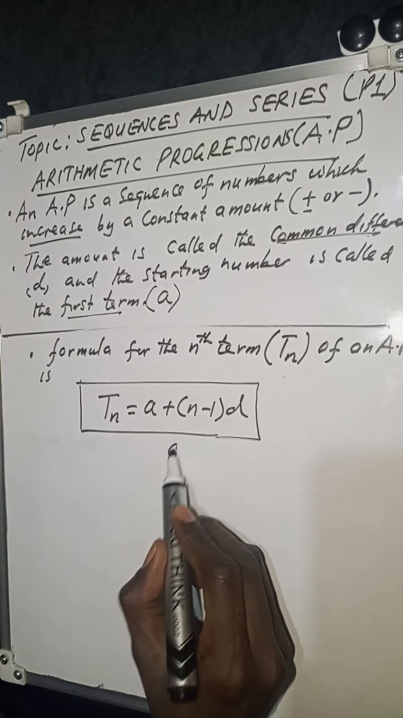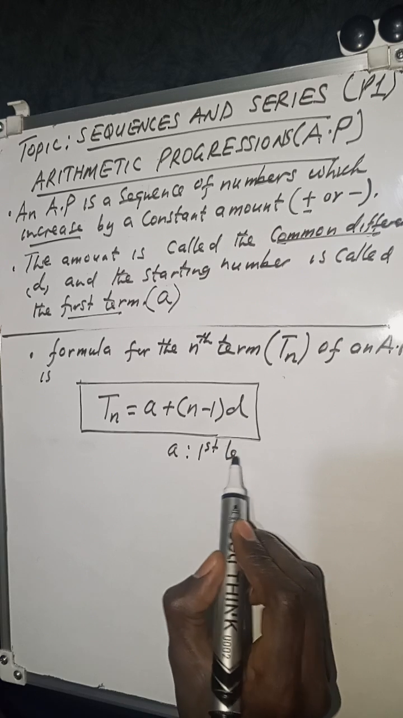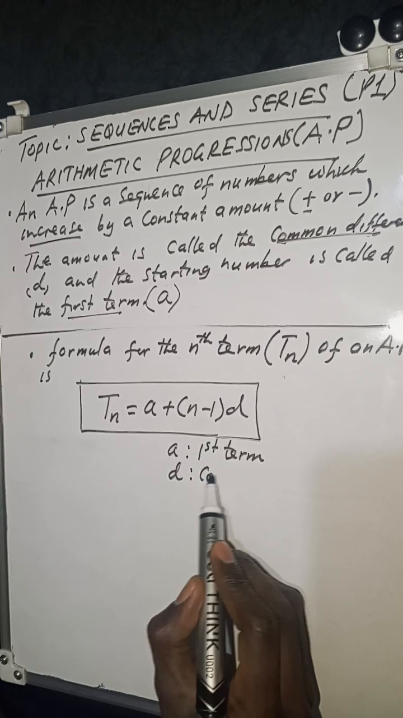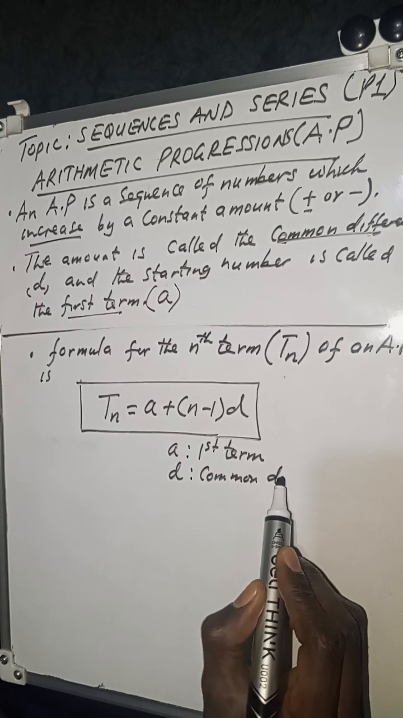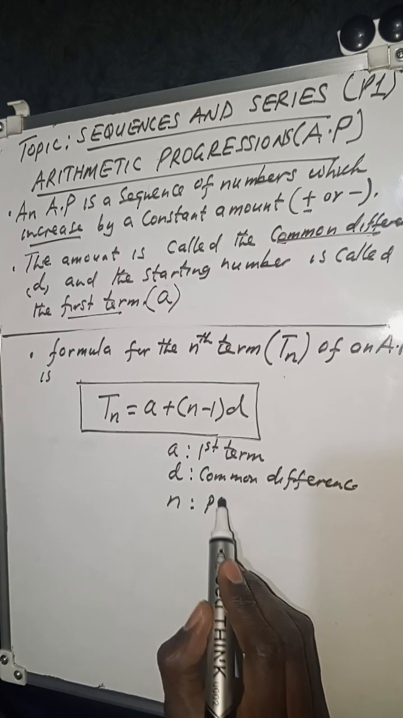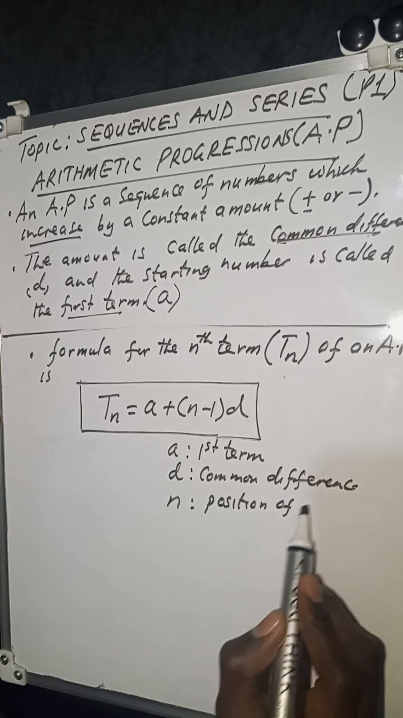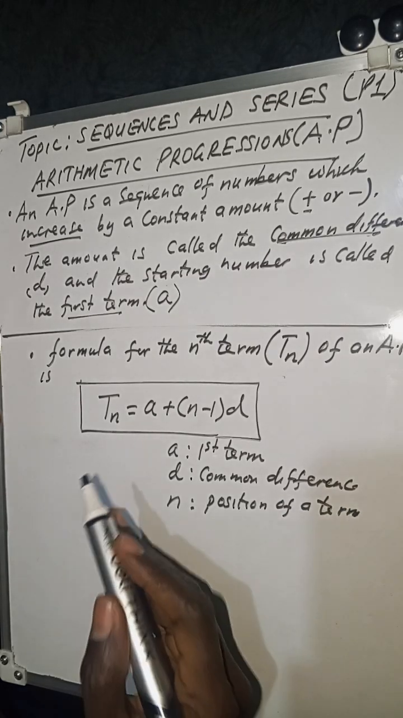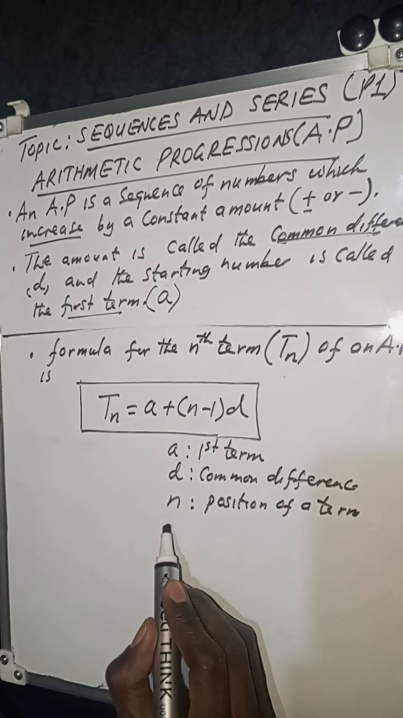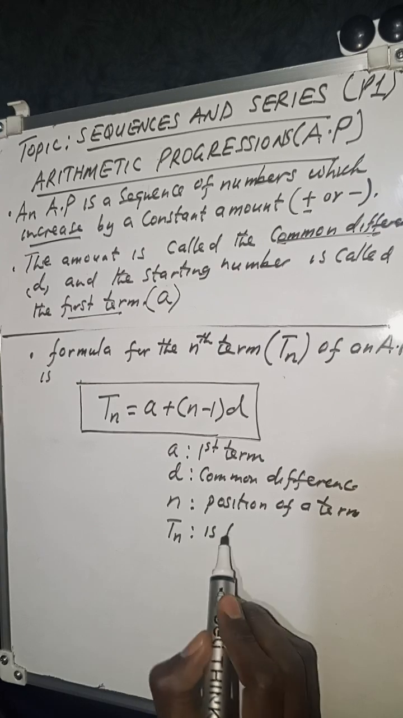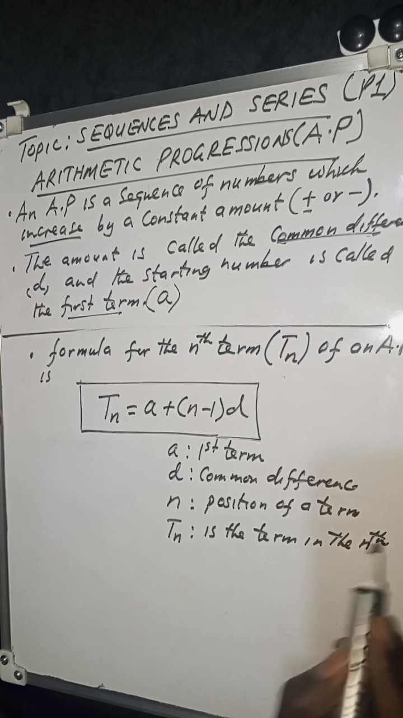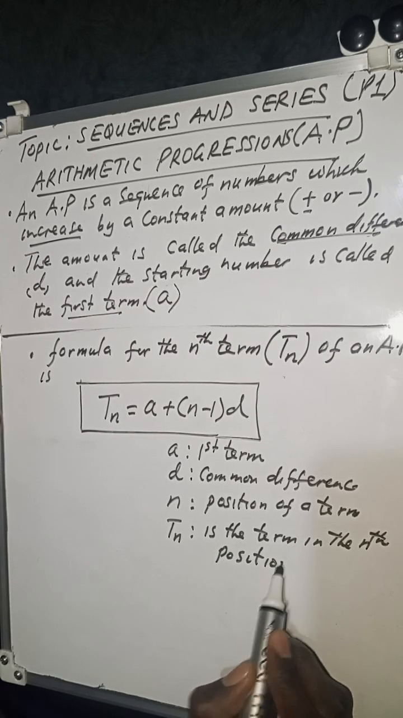Remember, a there is representing the first term in the sequence that you have, and d is representing what we are calling the common difference, and n is representing the position of a term. Is it the first, the second, the third, the fourth, the fifth, the sixth, and so forth? So the position of the term. And Tn is the term in the nth position.